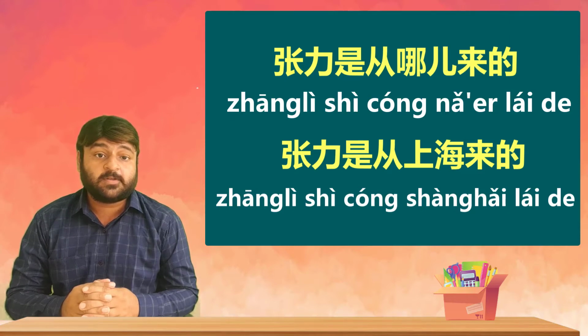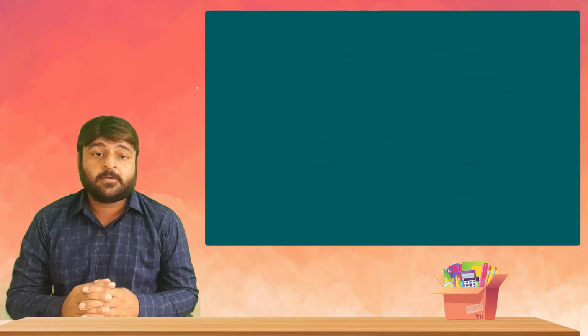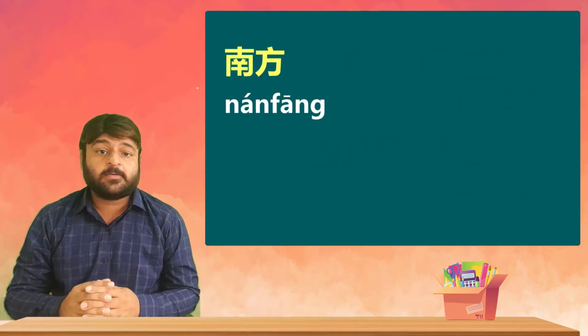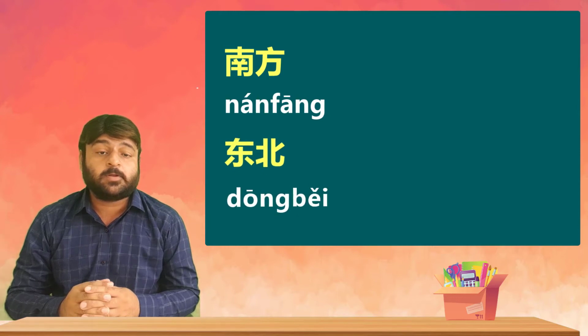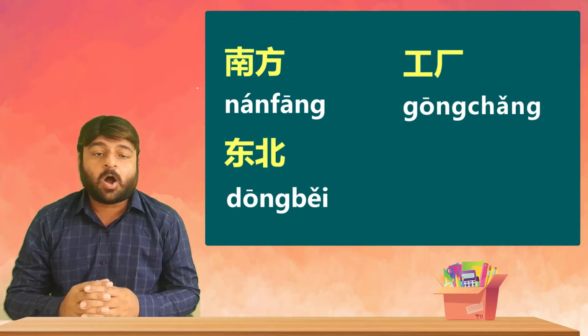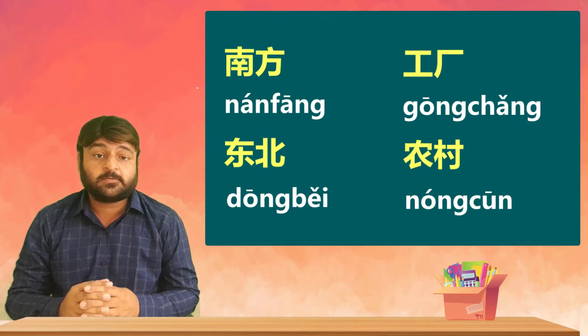Moving on to the words in the box to make suitable replacements. 南方, south side or south direction. 东北, northeast. 工厂, factory. 农村, village. So where does Zhang Li come from? He came from the south or southwards. He came from the northeast. He came from a factory or he came from a village. Replacing these words in the sentence, we make new sentences with the 是...的 construction.